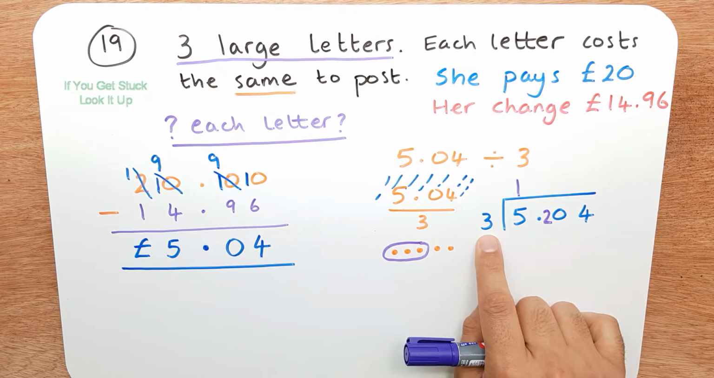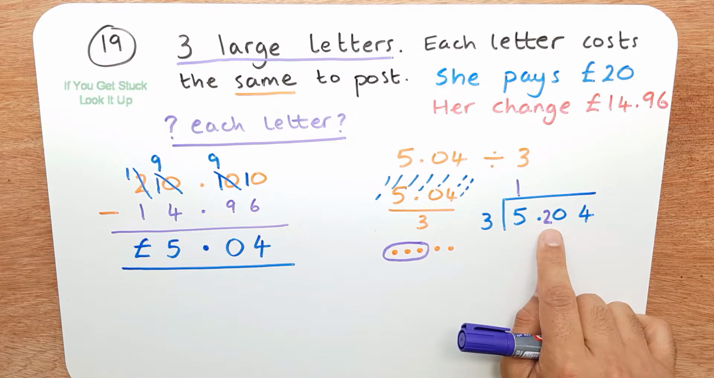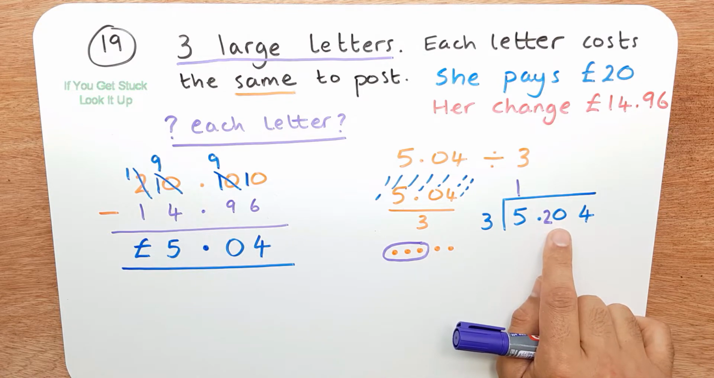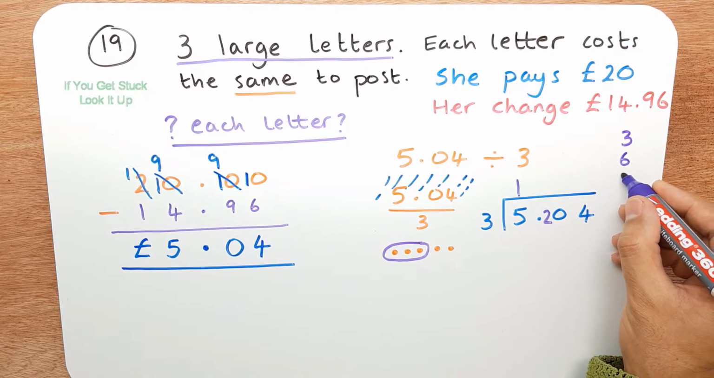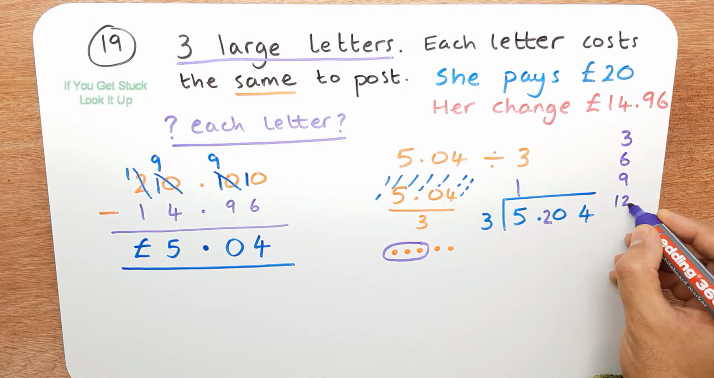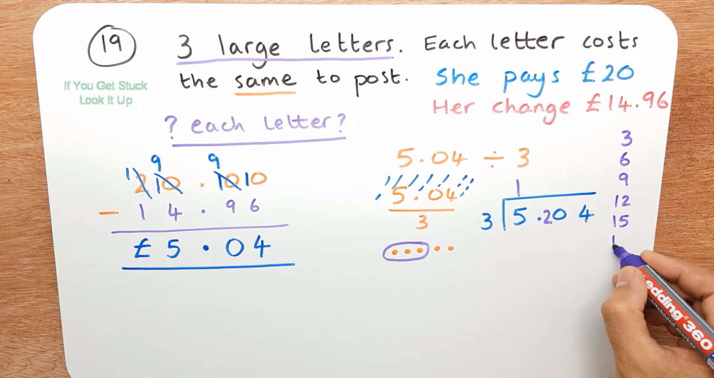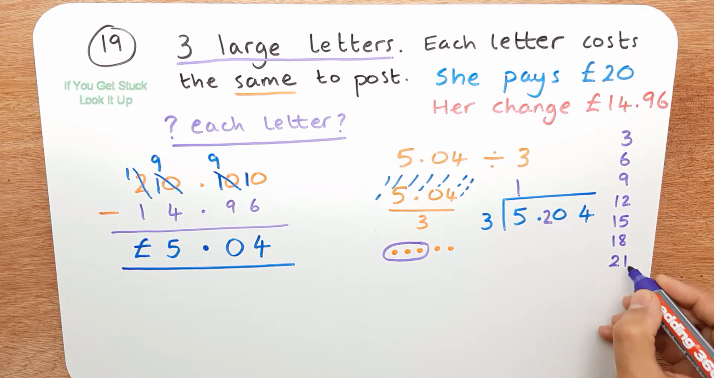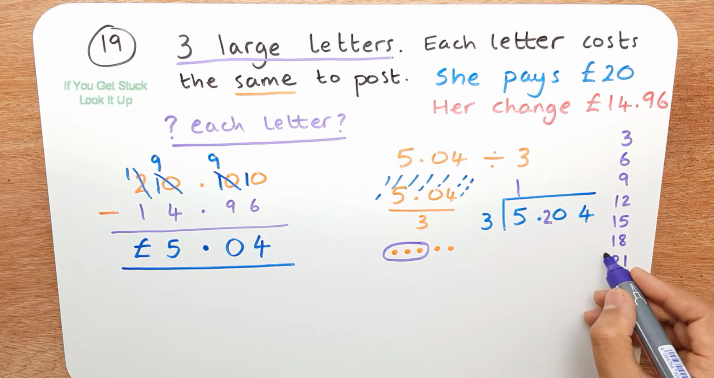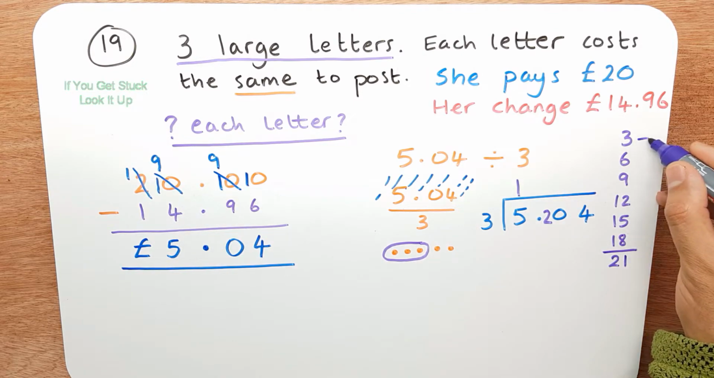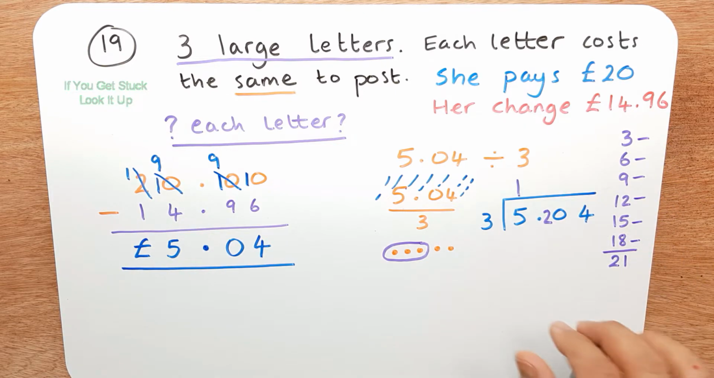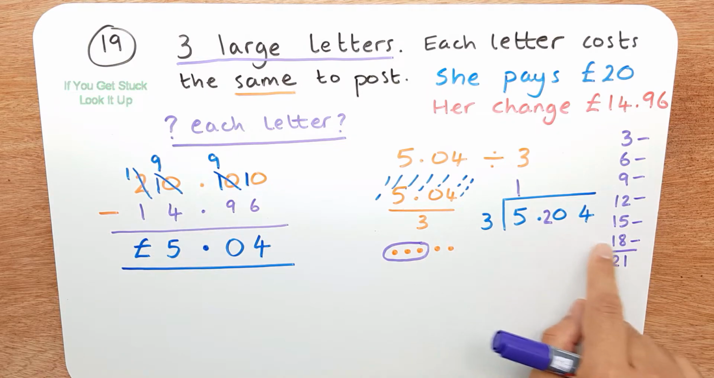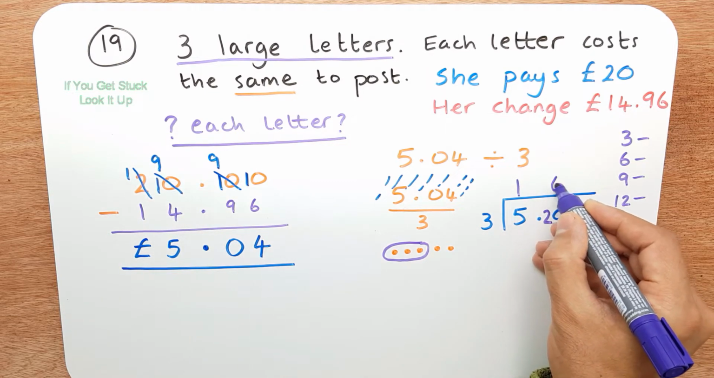So how many 3s are there in 20? Now if you know your times tables, it will be easy. So let's go ahead and do that. 3, 6, 9, 12, 15, 18, 21. That's too much. So we stop there. So let's count. 1, 2, 3, 4, 5, 6. How many 3s are there in 20? There's 6. So we put the 6 here.